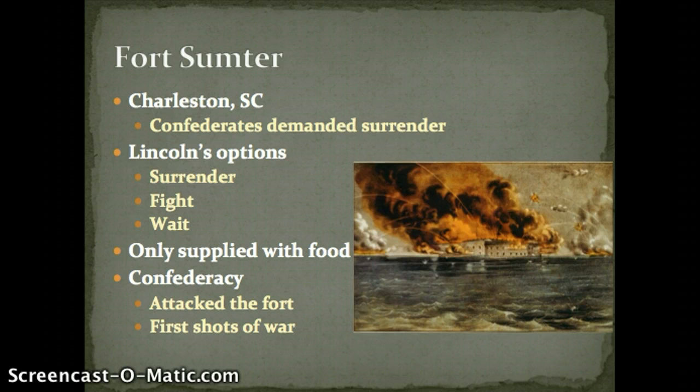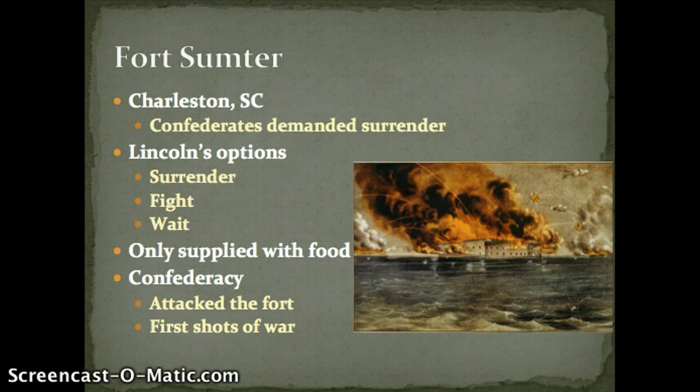Lincoln receives a message detailing what the Confederates have demanded, and he has a few options as he sees it. One, he can surrender, but he realizes that if he surrenders, the war is essentially over. He's giving the South rights. He's recognizing the Confederacy as existing and having rights, so he certainly doesn't want to do that. His next option is to fight, which causes a different type of problem.